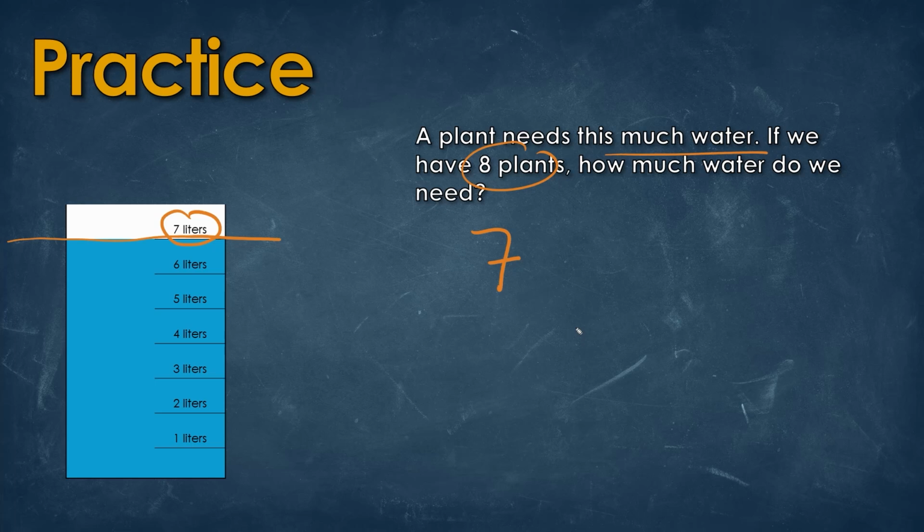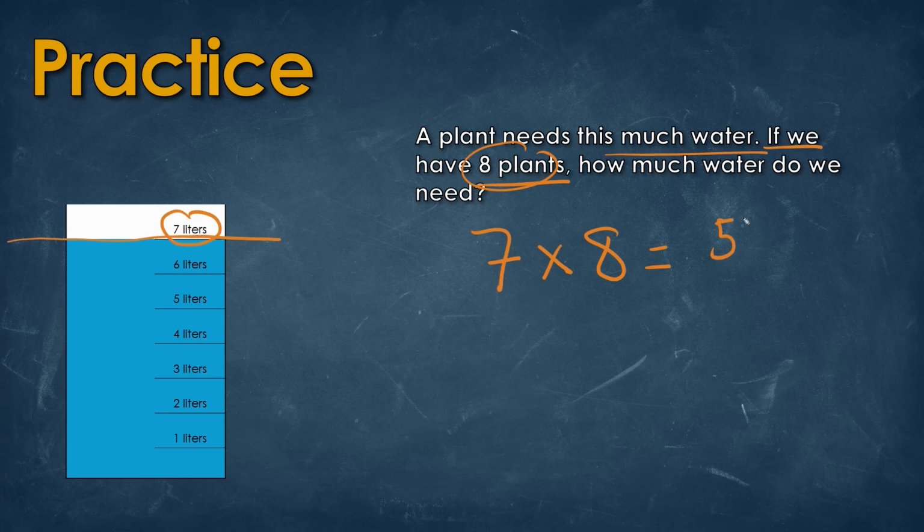Whenever we see a number where we have to increase this by so much, or we have multiples of an amount, then we know we're going to multiply. When we're looking at making something equal across different people or different objects, we know we divide. So again, if we have 8 plants in total, how much water do we need? We're going to multiply. 7 times 8, if you remember, is equal to 56.